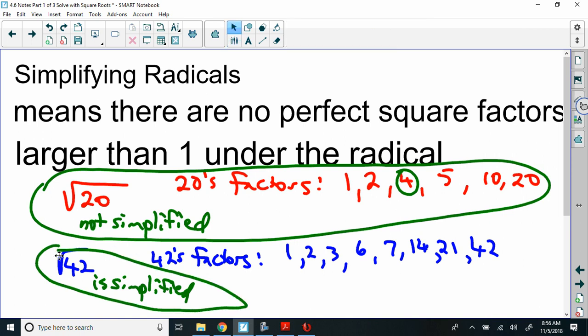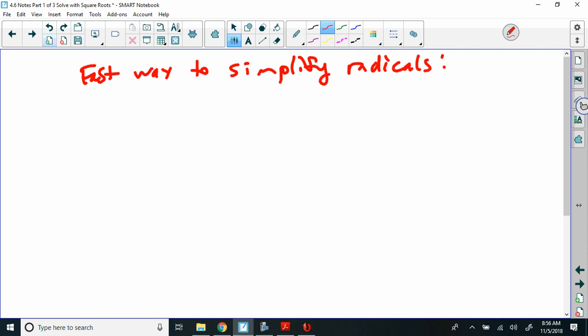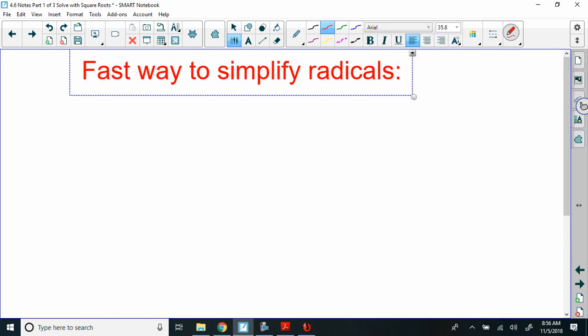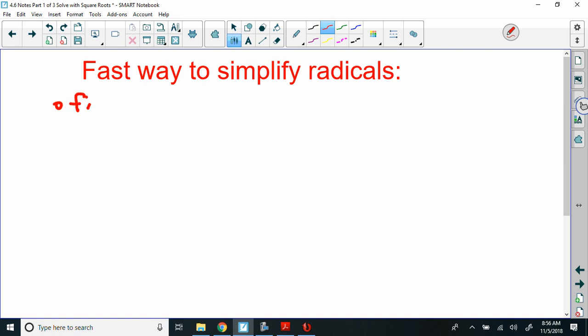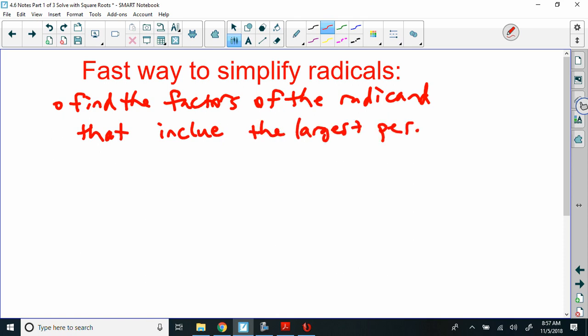There's nothing to do. So here's the fast way to simplify radicals. Find the factors of the radicand that include the largest perfect square.